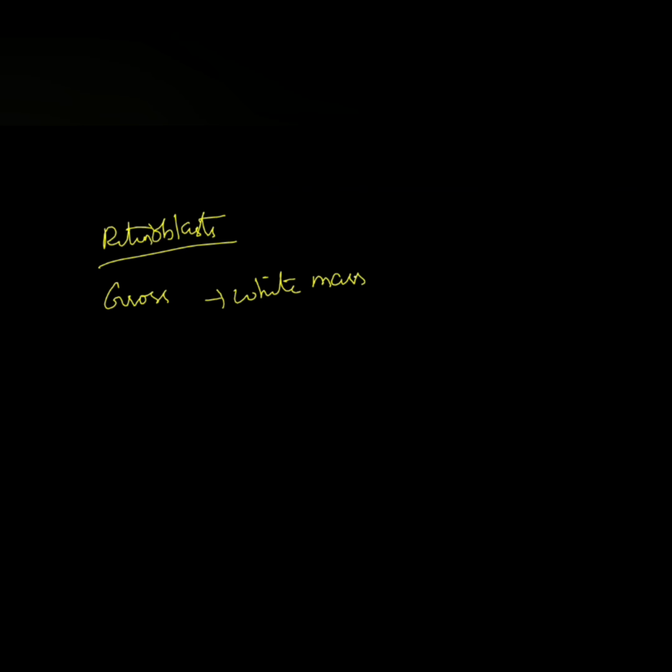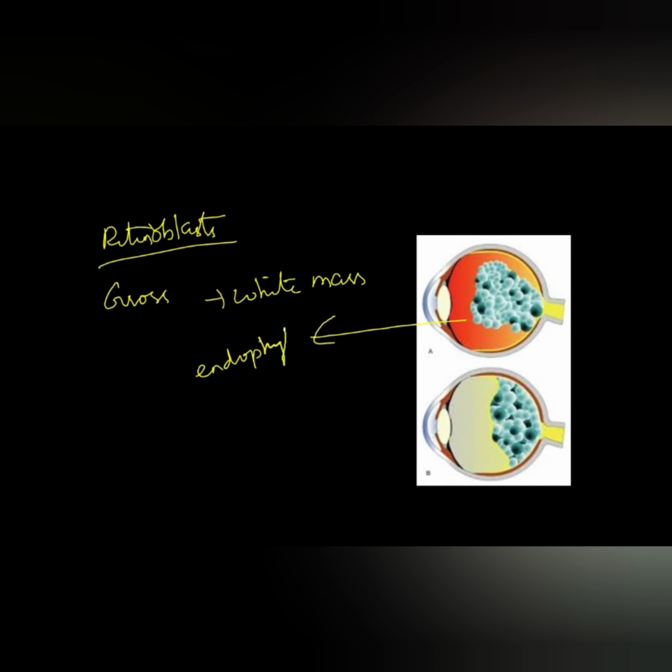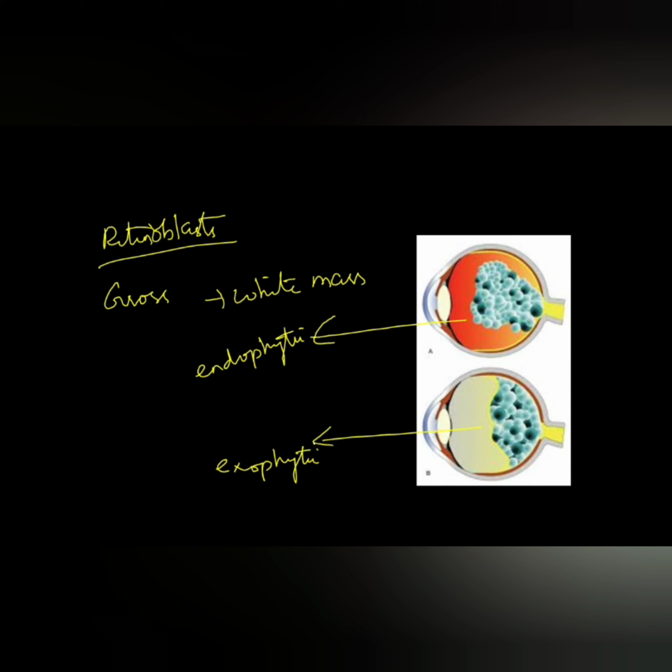This can be partly solid and partly necrotic. So when this tumor is going to grow into your vitreous, it is called as endophytic. So when it is going to grow in such a way that it separates the retina and the choroid, then this is going to be called as exophytic. So when the tumor grows outwards to separate the retina and the choroid, it is called exophytic. When the tumor grows inwards into the vitreous, it is called as endophytic.